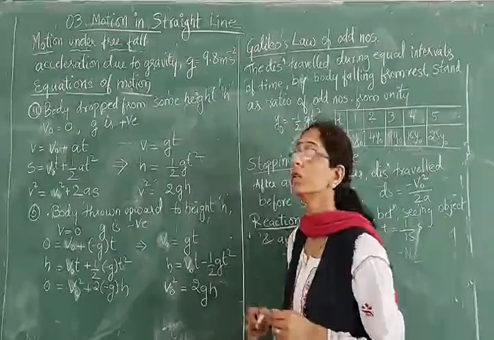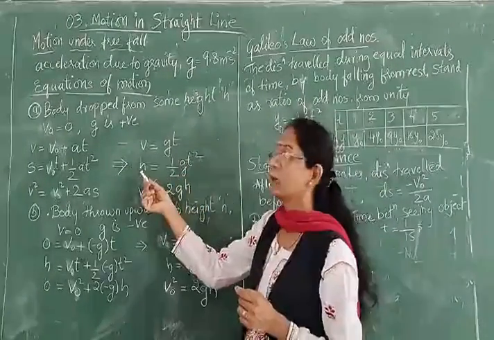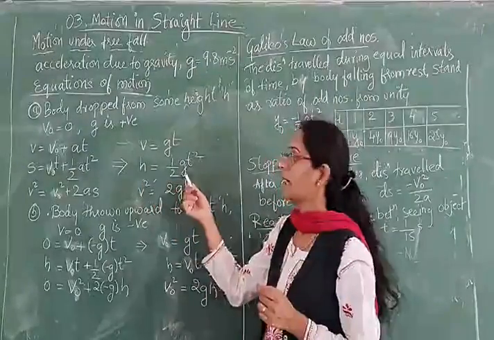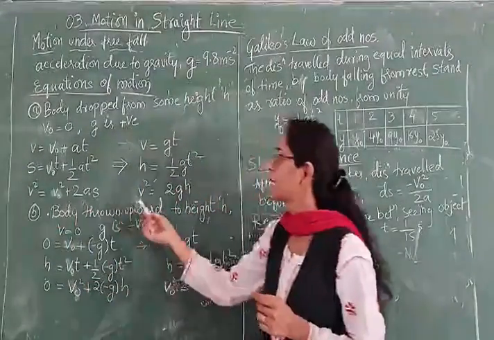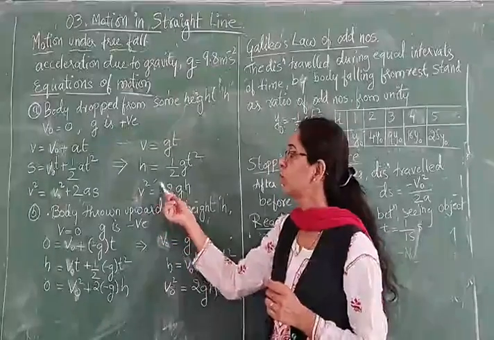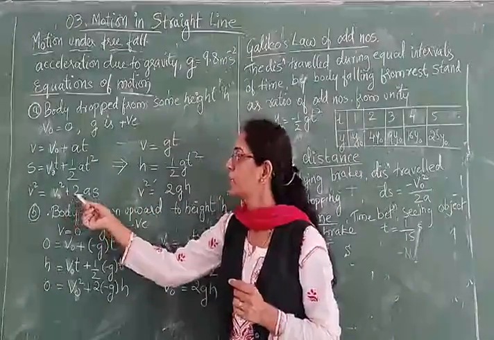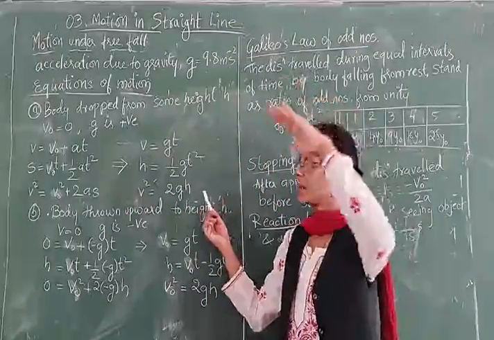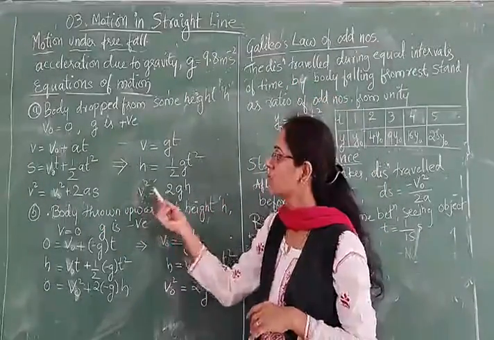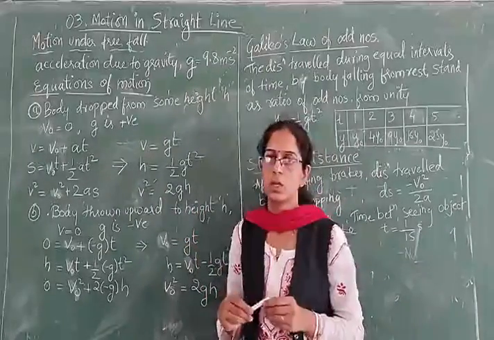This gives the equation for the relation of height and acceleration along with what? Time. Then the third equation will become v square is equal to, the first factor will become 0, plus 2g into s, and s is nothing but the total displacement, therefore h. So v square is equal to 2gh.